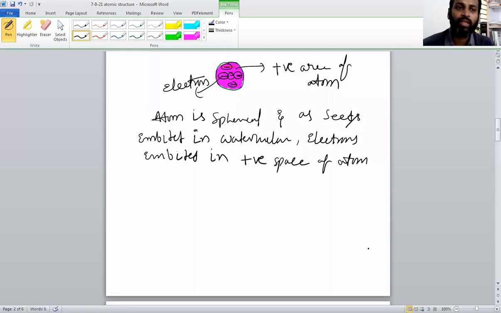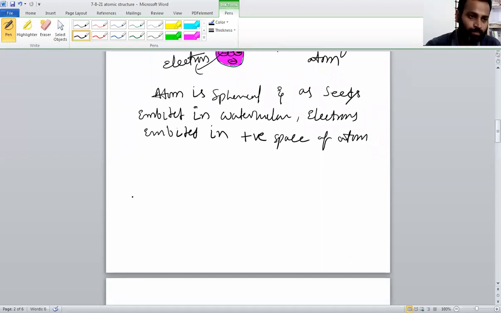Some drawbacks are there. He was unable to explain the neutrality of the atom. He was unable to explain the proton's position. So this J.J. Thomson atomic model is a failed theory. After the J.J. Thomson atomic model, the Rutherford atomic model was introduced. We have some information in the Rutherford atomic model, which we have to discuss.